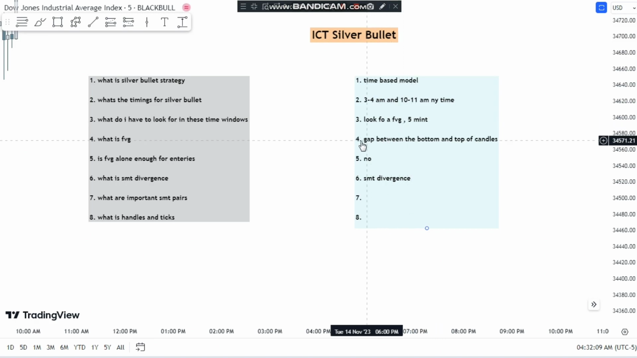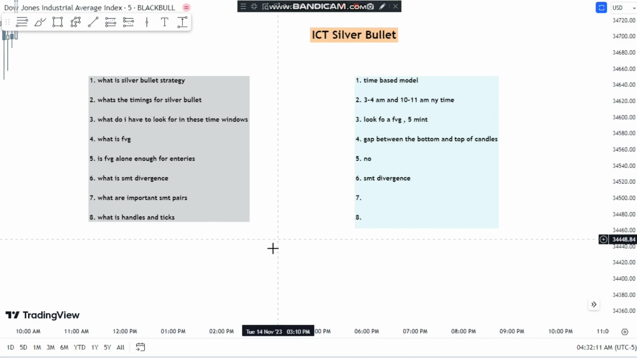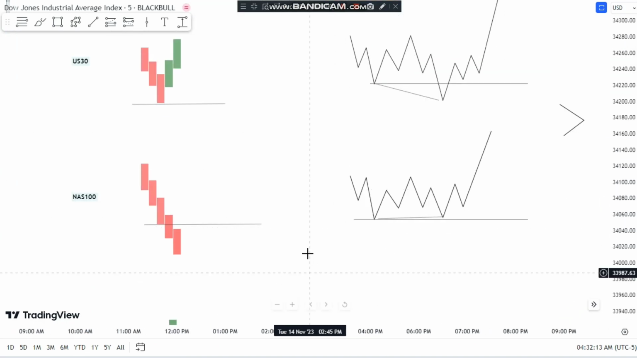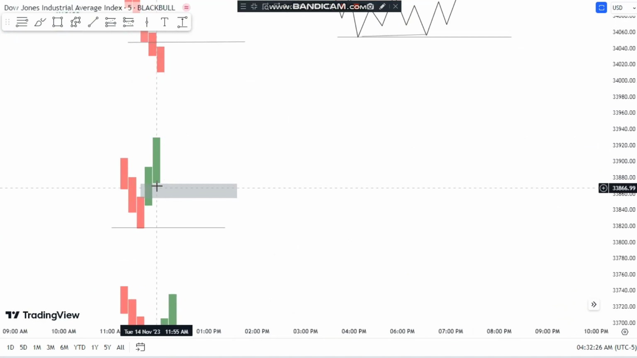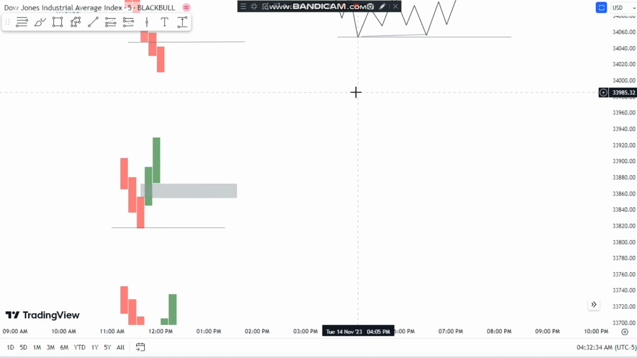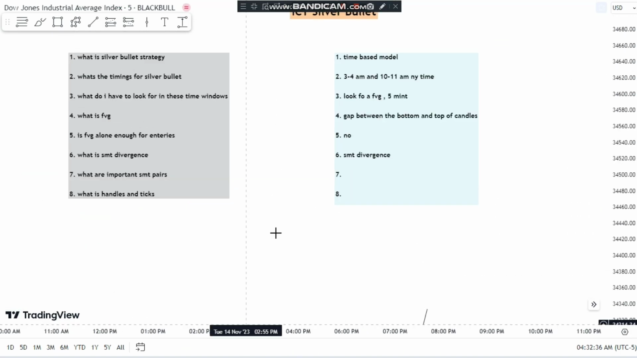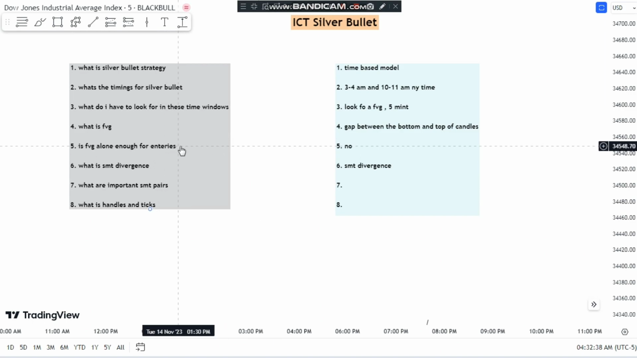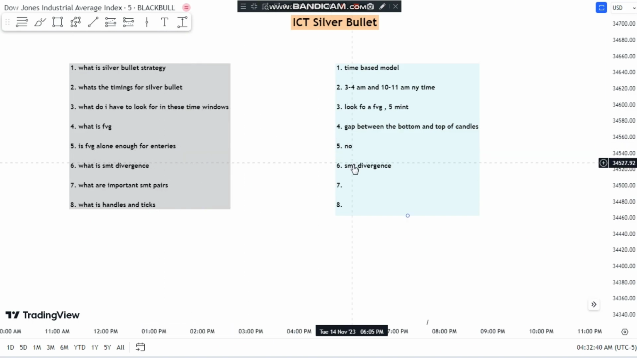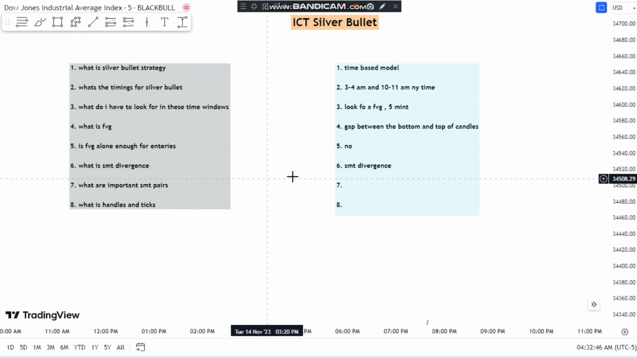Okay, then what is a fair value gap? It is the gap between, let me show you again, the bottom of this candle and the top of this candle. Don't count this candle. Okay, leave this one. The gap between this and this is called the fair value gap. Now what's the next question? Is FVG alone enough for entries? No, you have to look for SMT divergence first. What is SMT divergence? It is the divergence between SMT pairs. Okay, as I already showed you.